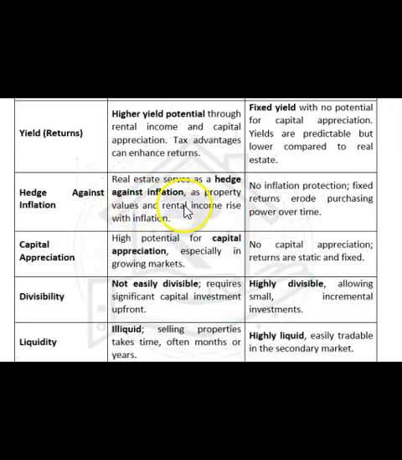Hedge against inflation: real estate serves as a hedge against inflation as property value and rental income rise with inflation. Government security: no inflation protection. Once आपने 5 years का फिक्स डिपॉजिट कर दिया, तो सेम इंटरेस्ट रहेगा। इन्फ्लेशन 4% रहे, 5% रहे, 6%, 7%, सेम आपको इंटरेस्ट रेट है। तो रियल एस्टेट is a hedge against inflation, मतलब महंगाई के खिलाफ सुरक्षा। Capital appreciation: high potential for capital appreciation, especially in a growing market. Government security: no capital appreciation.